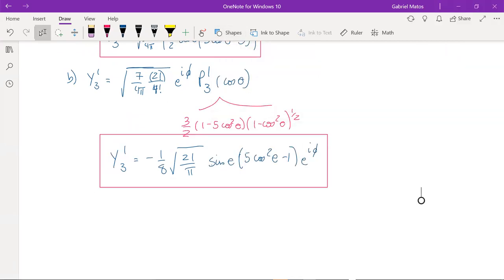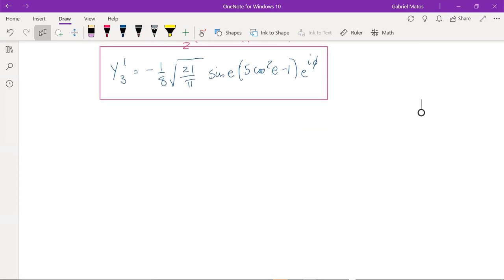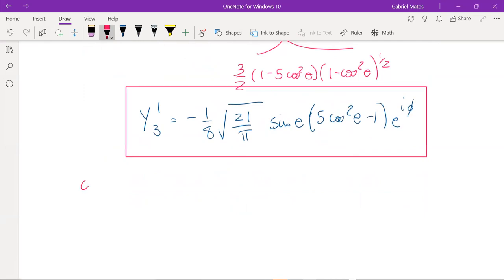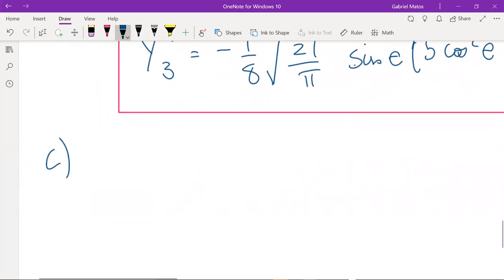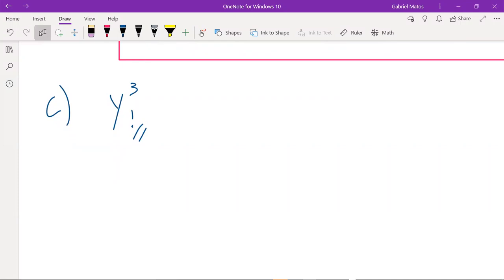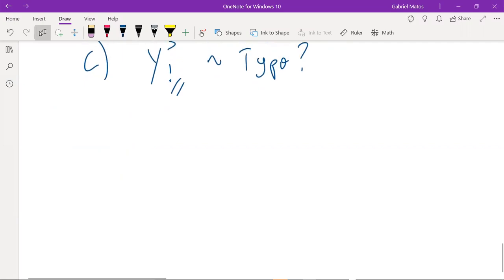Okay, for part C, I think there was a typo, right? Because it was like Y3 vector or something like that. I think this is a typo, so I'm not sure what it actually wanted us to compute. I'm going to type up a question mark. Oh, no wait, it's an exclamation point. Yeah, oh my god, okay, treat it as a 1.